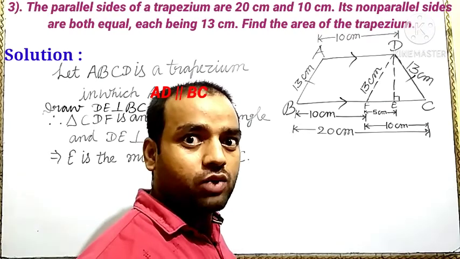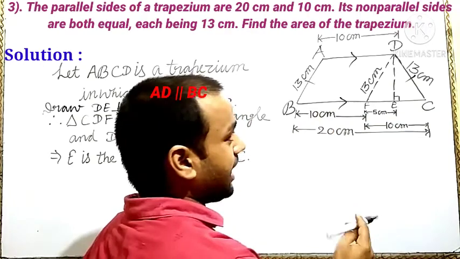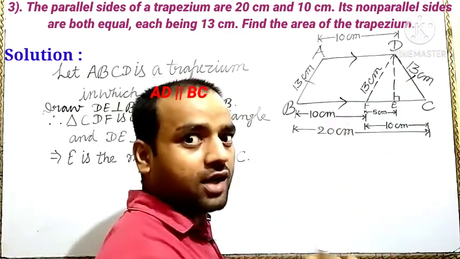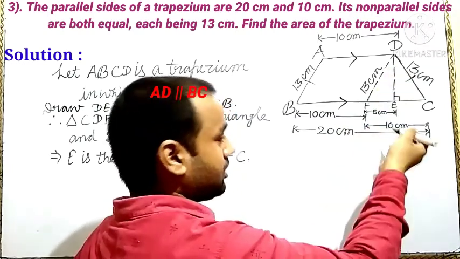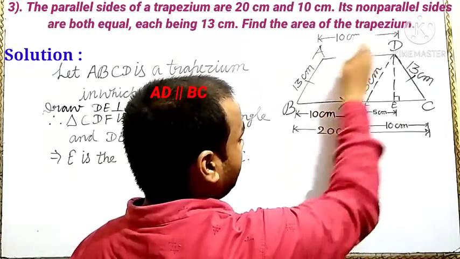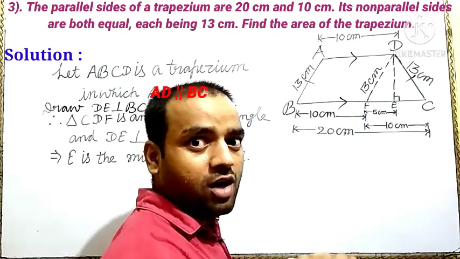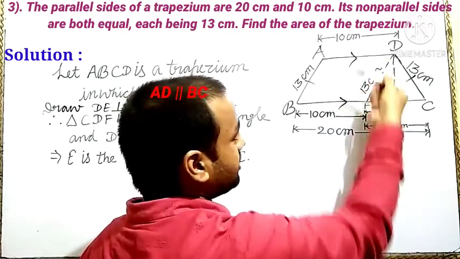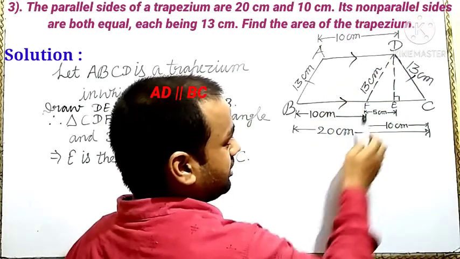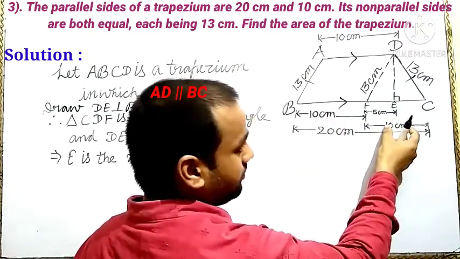So here the value of parallel sides are given. We find only height. So we draw DE perpendicular to BC and DF parallel to AB. Here construction required to find height. So we construct it and we get here ADFB is a parallelogram. In parallelogram opposite sides are equal, means AD is equal to BF. Here 10 centimeter so also BF 10 centimeter. So here remaining here length FC, 20 minus 10 we get 10.